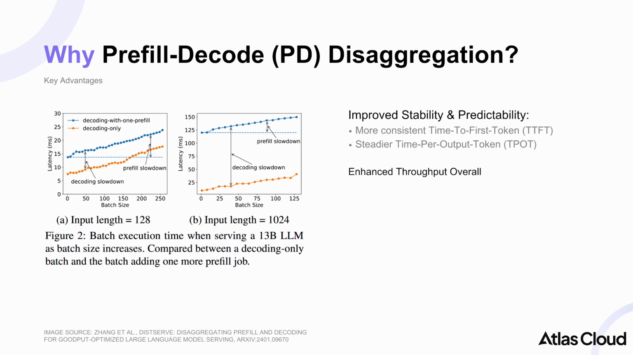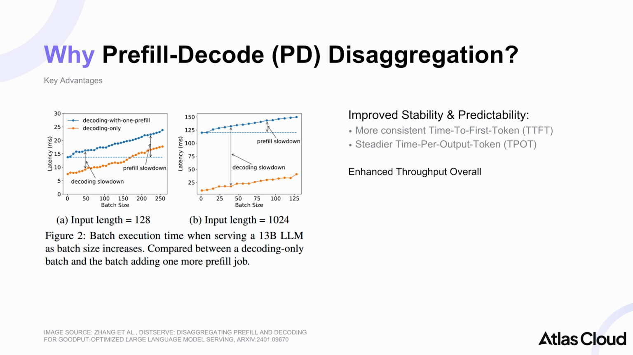Why is PD disaggregation essential for maximizing throughput? Let's explore the core benefits. PD, which stands for prefill and decode, disaggregation, improves both system efficiency and performance predictability, which are critical to delivering a smooth user experience. To understand this better, consider how it impacts the time per output token, or TPOT.